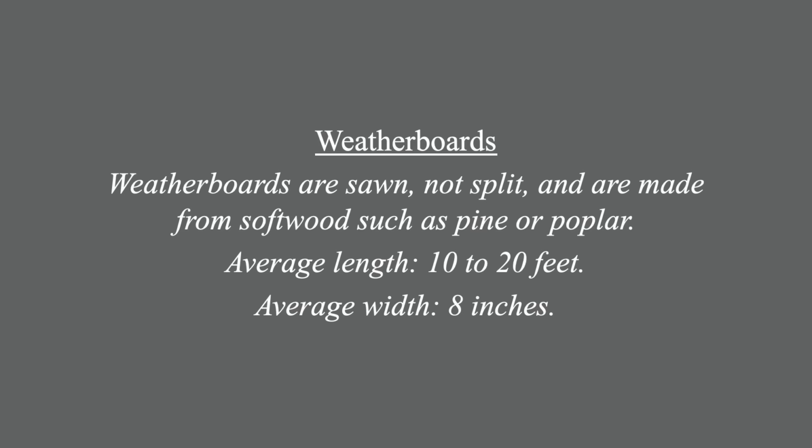In Virginia and other mid-Atlantic colonies, the more refined timber-framed houses were sheathed with weatherboards, not clapboards. Weatherboard is the proper term for siding boards that are sawn, not split or ribbon, and are sawn from softwood such as pine or poplar. Using virgin timber, it was possible to make weatherboards up to 20 feet in length.